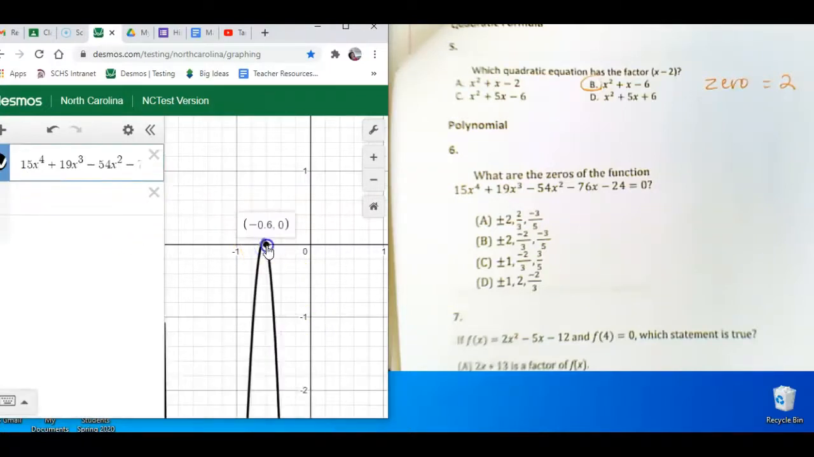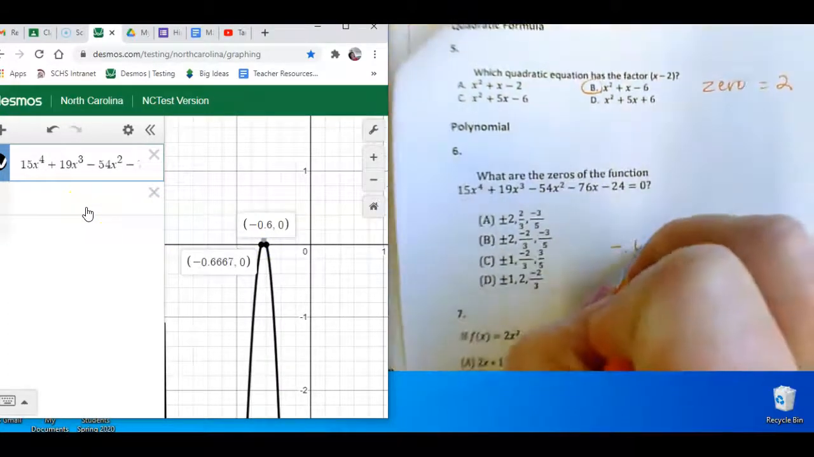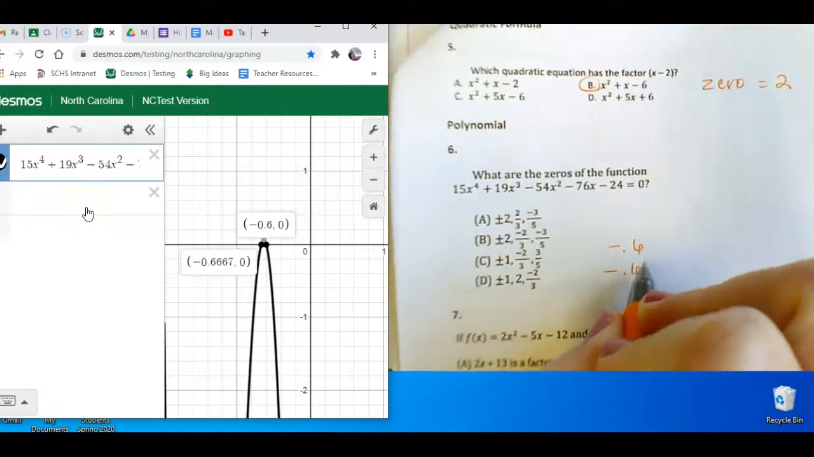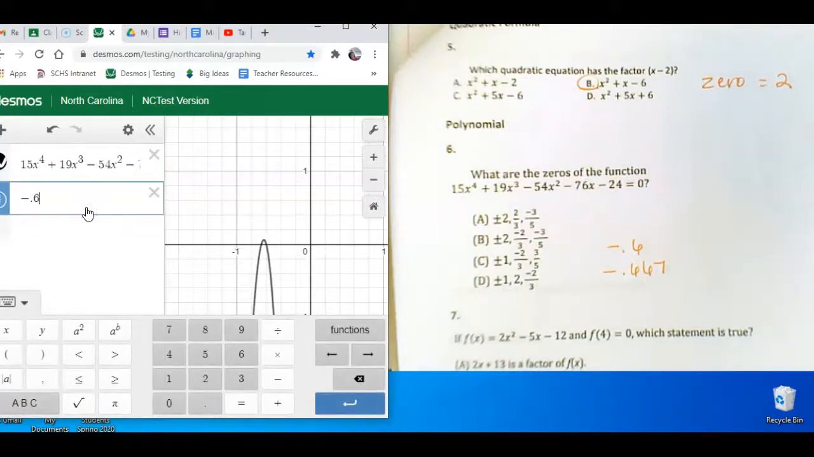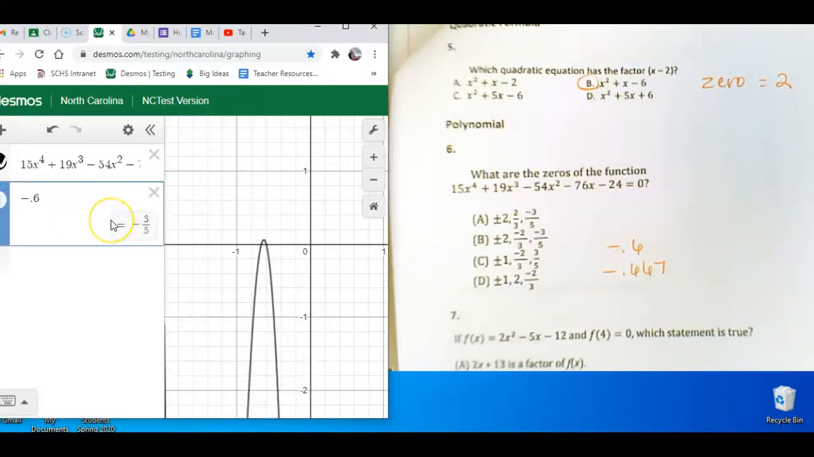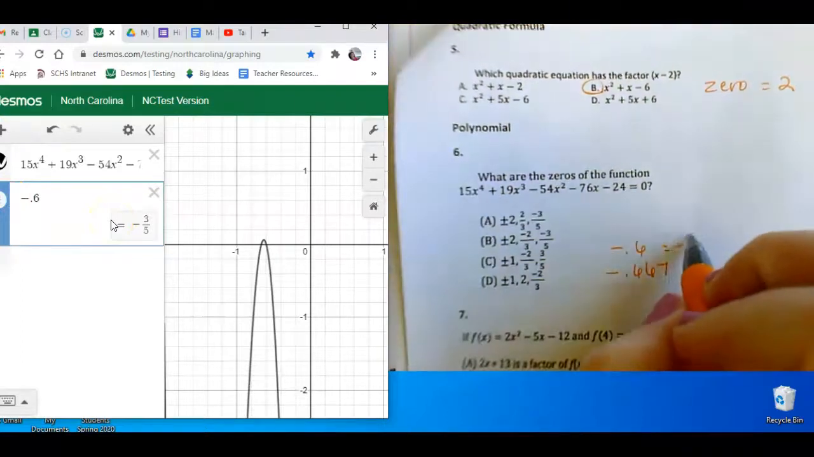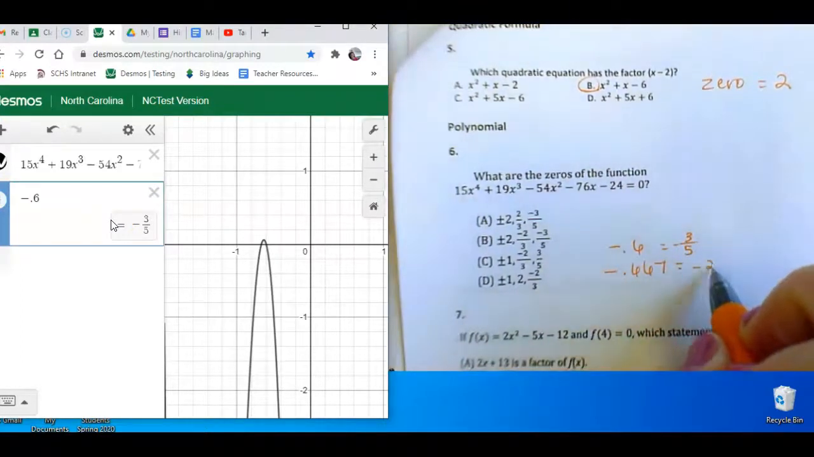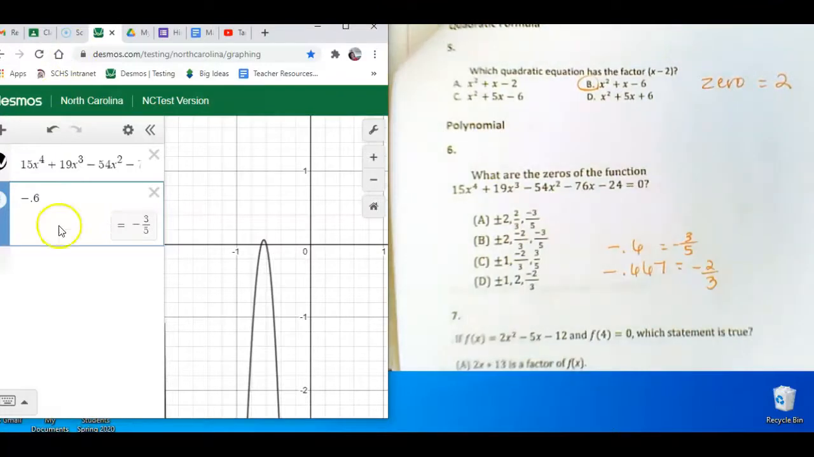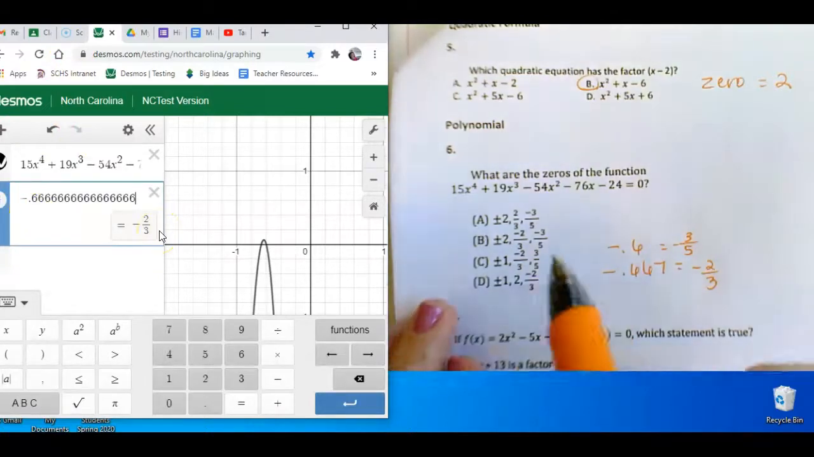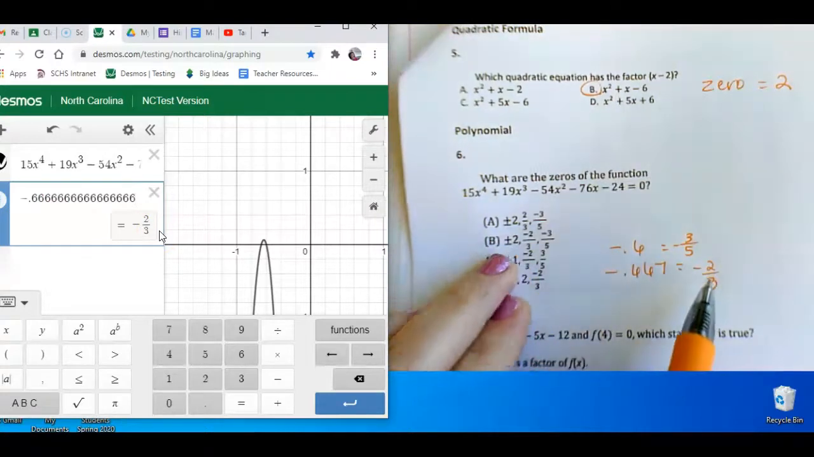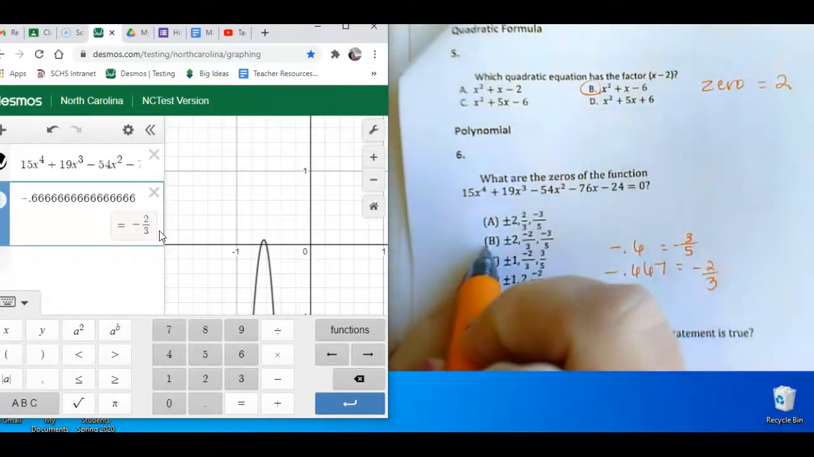Let's click back here again. Negative 0.6 and negative 0.667. So I need to change those to fractions. You can hit the little fraction button here. So I know that's negative 3/5. And that might tell us the answer. This is going to come out to be negative 2/3. You can do it till the fraction bar comes back, and there's that negative 2/3. So we knew it was plus or minus 2, negative 2/3, and negative 3/5.